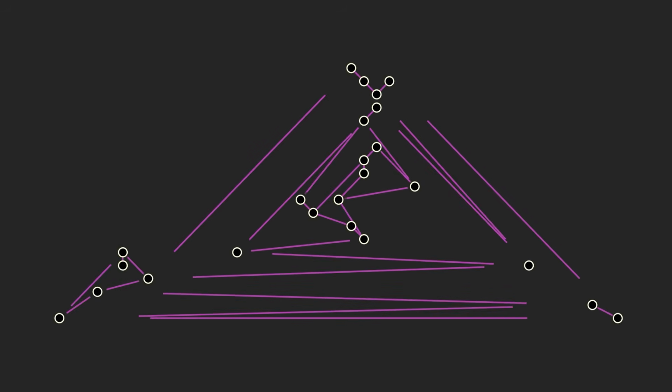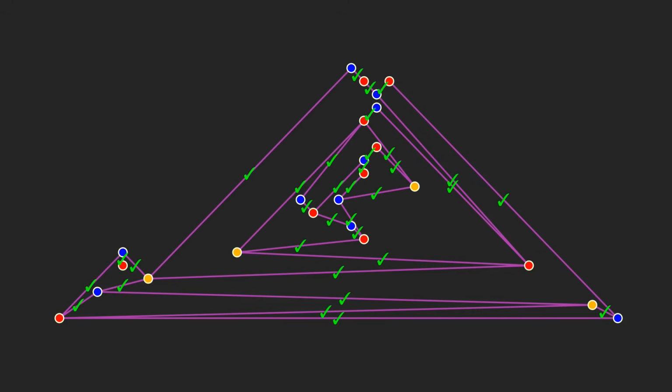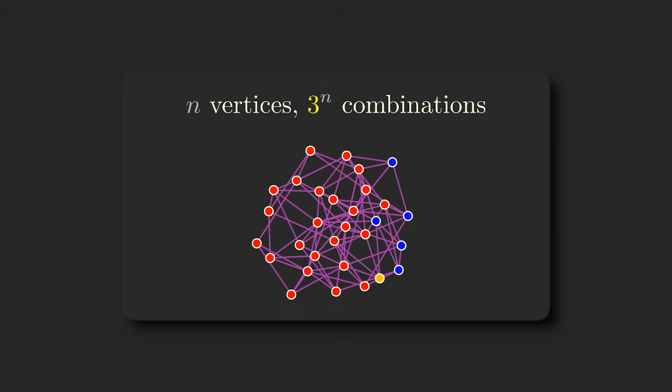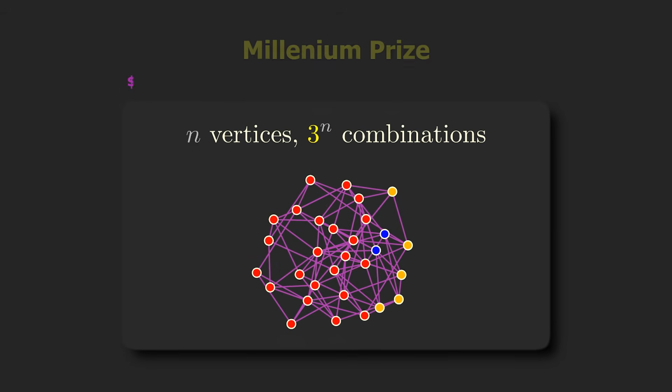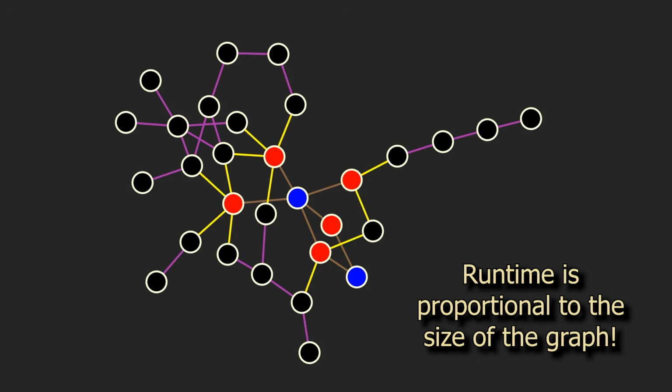But remember, 3-colorability is just as easily verifiable as 2-colorability. Again, just make sure that all neighbors are colored differently from each other. And yet, as far as we know, determining 3-colorability is exponentially harder than determining 2-colorability. Even though both are efficiently verifiable, only for the case of 2-colorability have we also found an efficient algorithm to solve the problem in the first place.